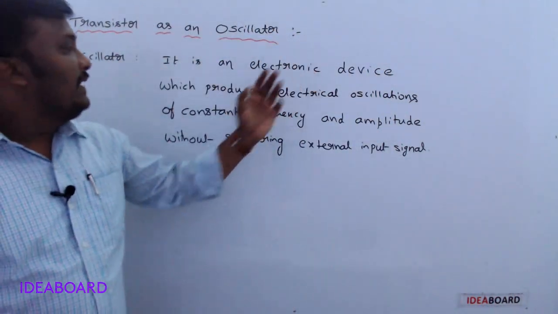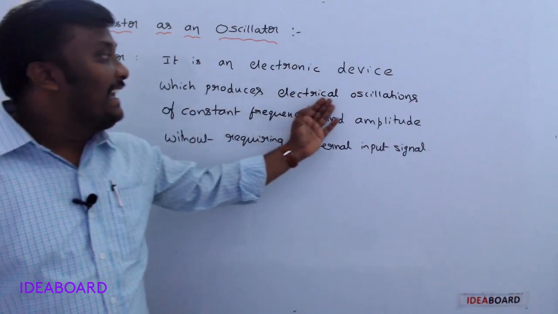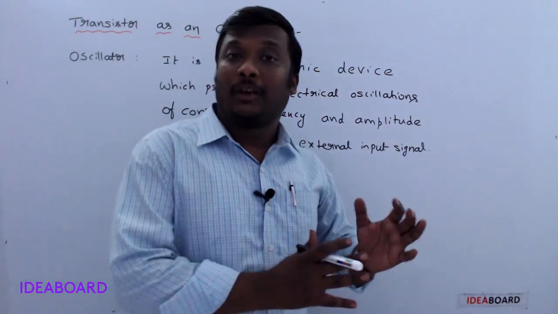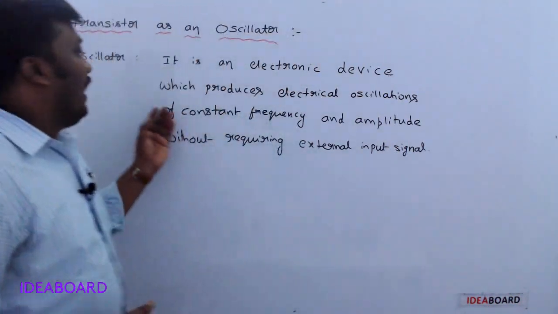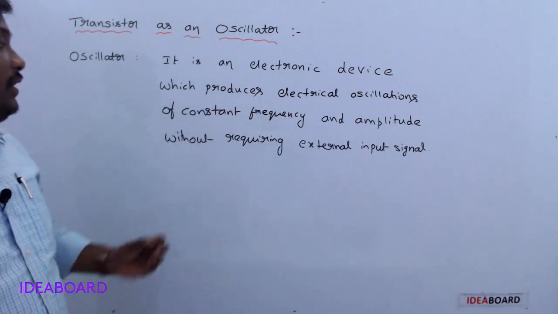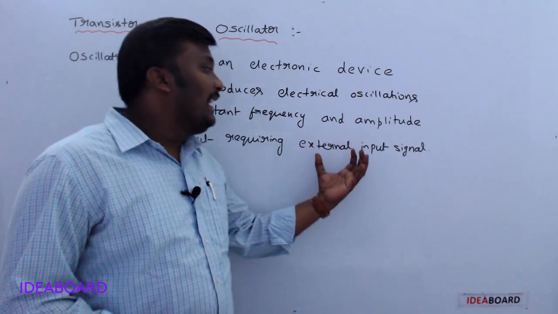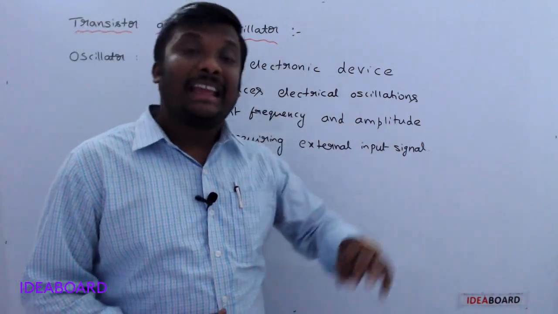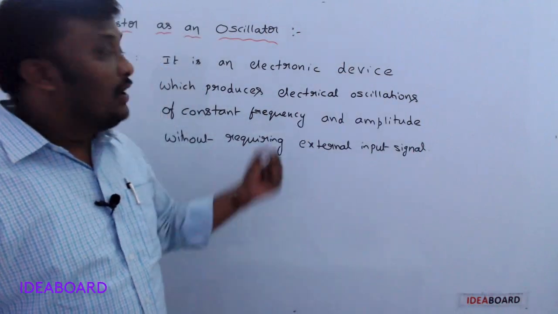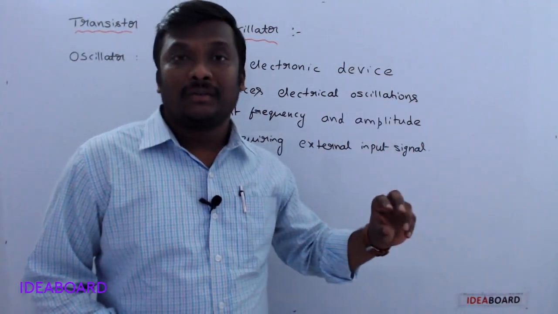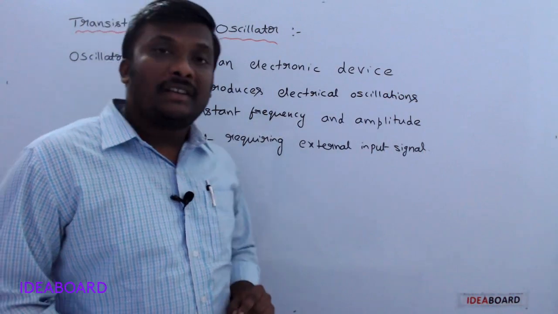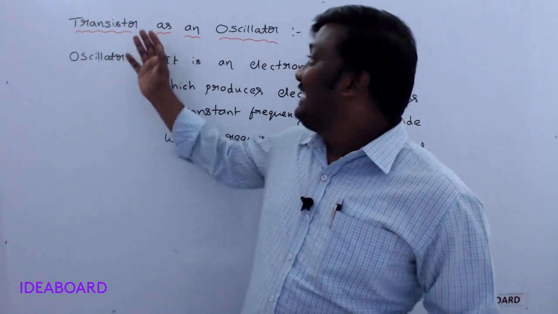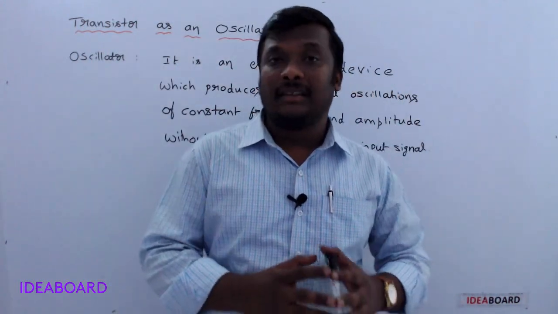An oscillator is an electronic device which produces electrical oscillations. These electrical oscillations, also called electromagnetic waves, are of constant frequency and amplitude without requiring any external input signal. So it is also an electronic device like an amplifier. Understand? Now, how does a transistor work as an oscillator?